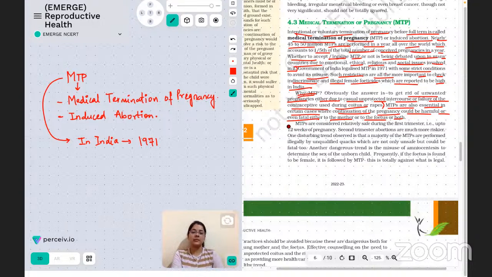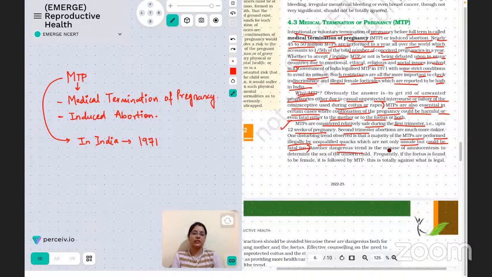Now, this MTP is relatively considered to be safer during the first trimester. Now, this thing you need to know about it. ये first trimester में काफी safe होता है, that is up to 12 weeks of pregnancy. While in the second trimester, it is very, very risky, बहुत risky हो जाता है क्योंकि उस time पे baby almost develop हो जाता है. That is the reason. Now, one disturbing trend observed is that the majority of MTPs are performed illegally by unqualified quacks, which is not only unsafe but could be fatal too. तो कुछ unqualified doctors भी MTP को perform कर देते हैं, nurses perform कर देते हैं, and that can be riskier for the baby also and for the mother also.